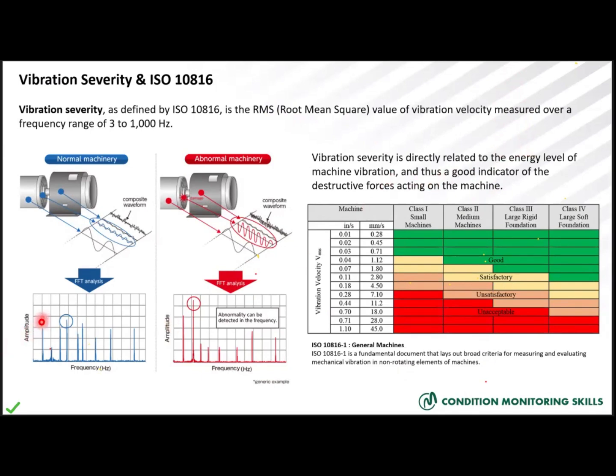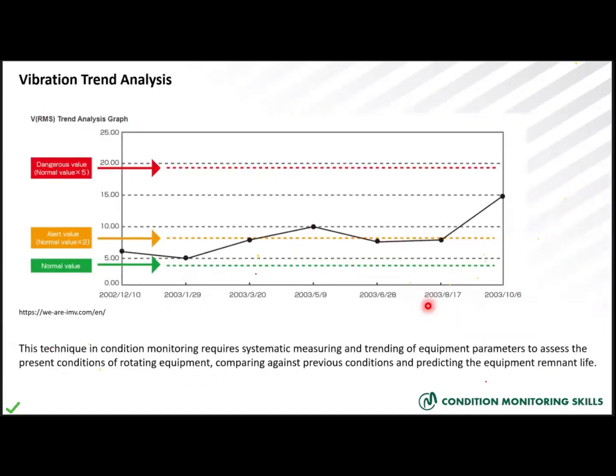As you can see here, these are the different frequencies, and there are many peaks on those frequencies. However, on this normal machinery, the peaks are still in the acceptable range. But on this abnormal machinery, there are peaks as well, but the peaks are very high, which means the vibration amplitude is very high, so this is abnormal machinery according to the ISO standard level or range. Okay? So this is how vibration analysis works.